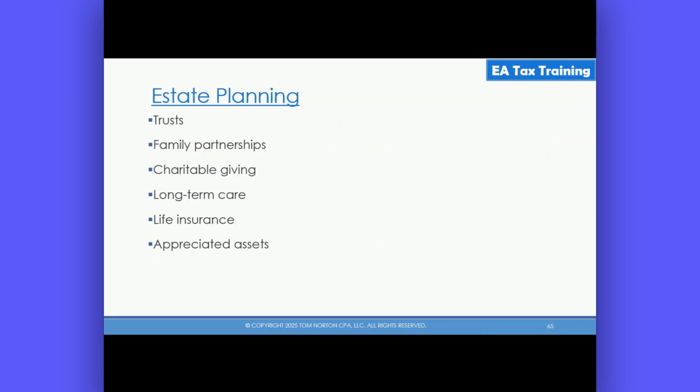Estate planning. You do not have to be anywhere close to an estate planning expert in order to pass the EA exam. We're just going to mention these things so that you are at least familiar with them. You've heard them before. So if something comes up, you have a basic understanding of it. So we're going to talk about each of these things.